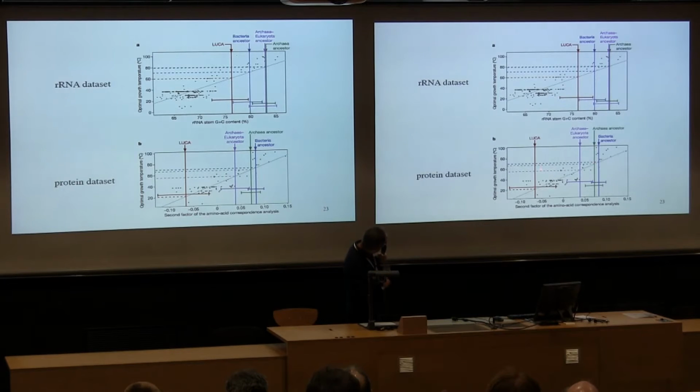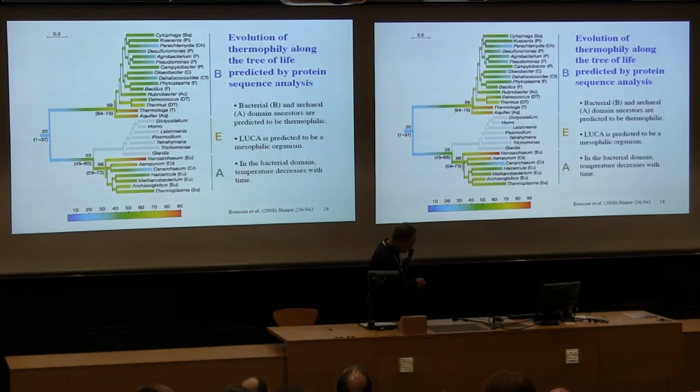The blue line and the green line in both cases are high temperature, and a clearly lower temperature, the red line, for the last universal cellular ancestor, with non-overlapping, statistically significant differences between these estimates.